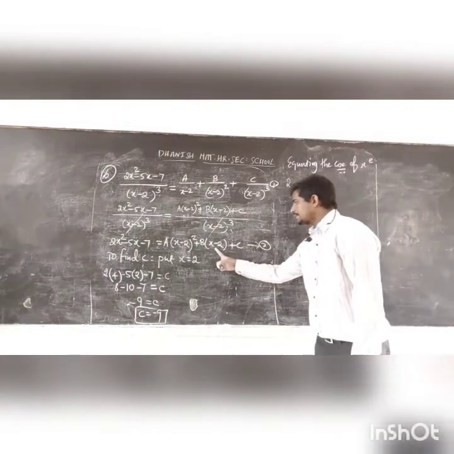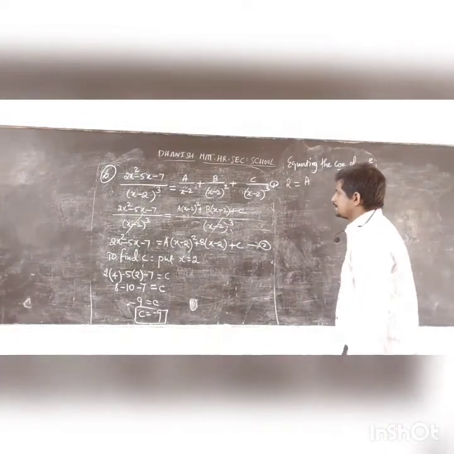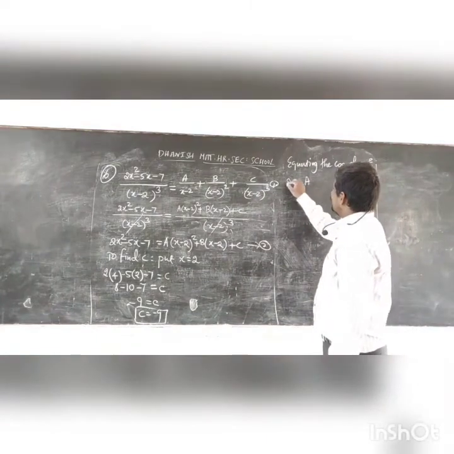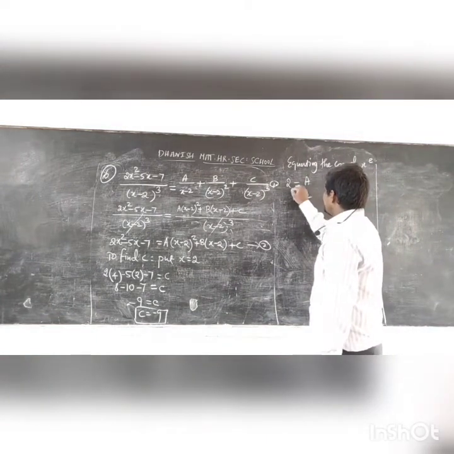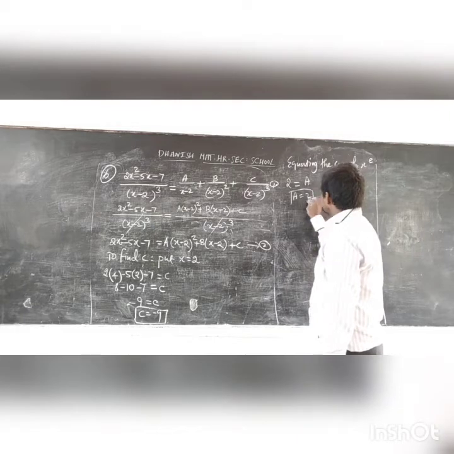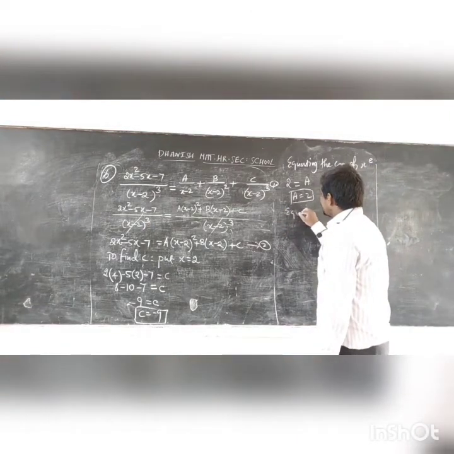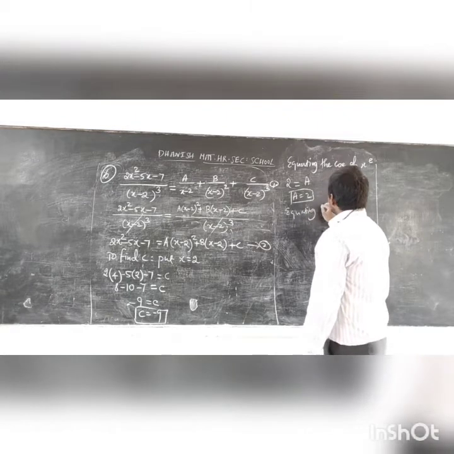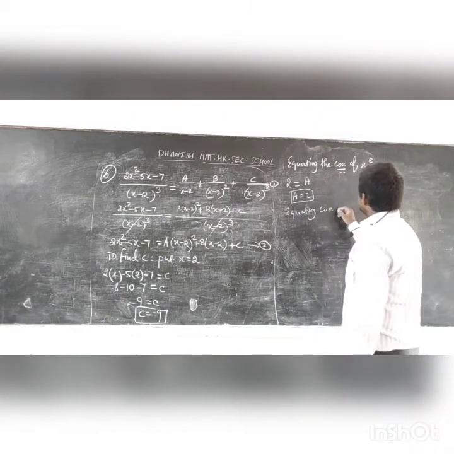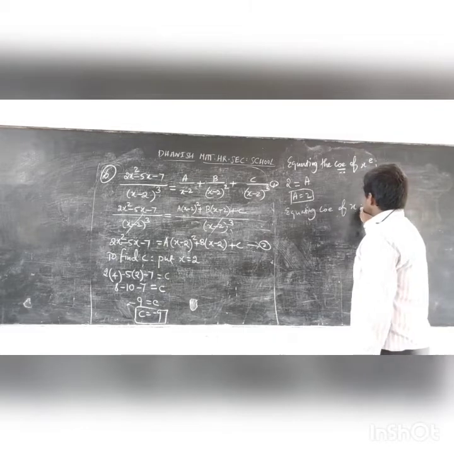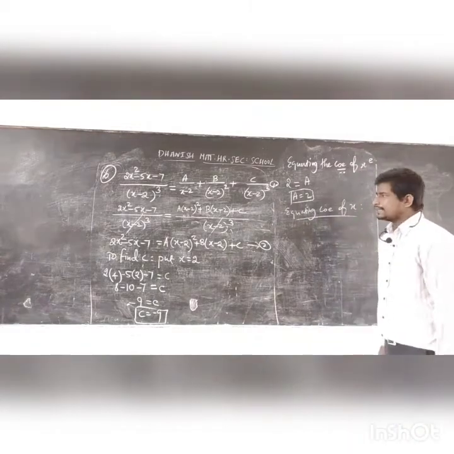Here we don't have any x square term. Here also we don't have any x square term. So our A is 2. We got our A as 2. Now equating the coefficient of x. Equating the coefficient of x.